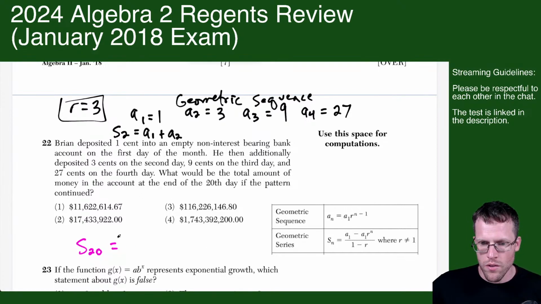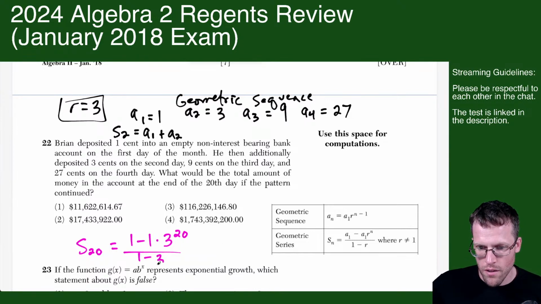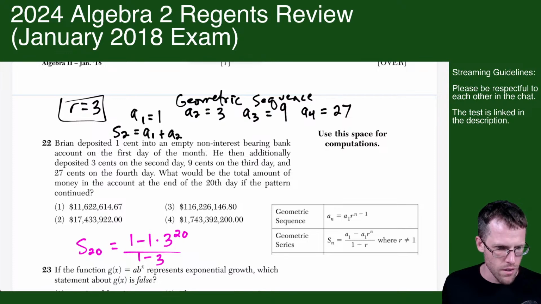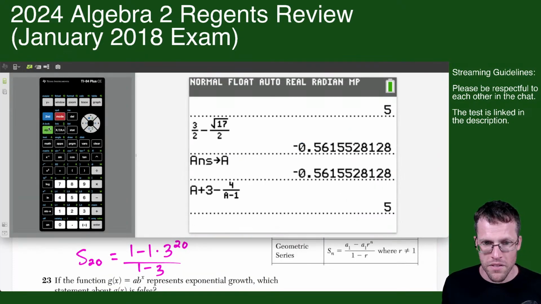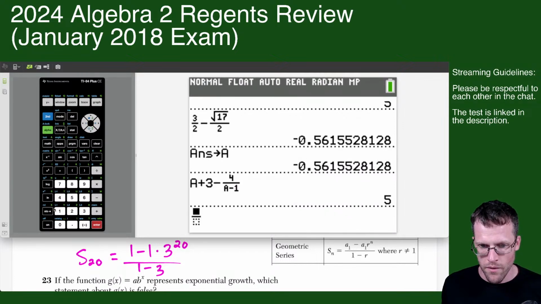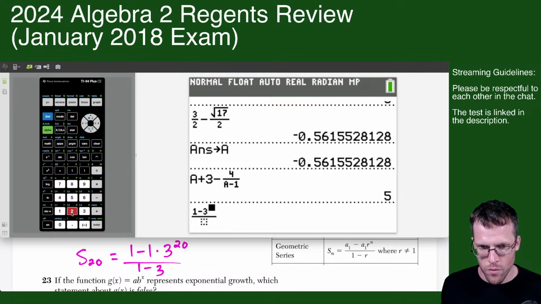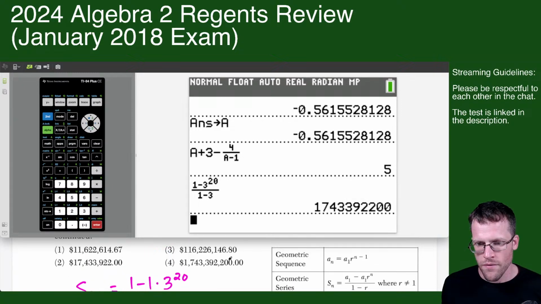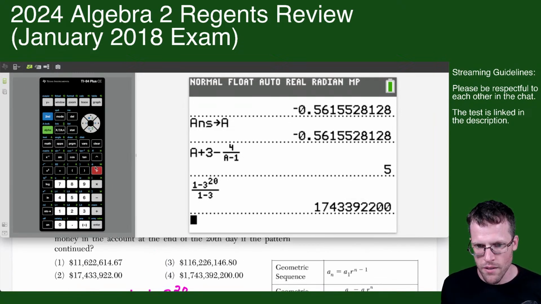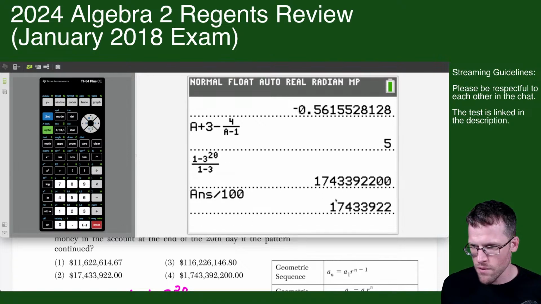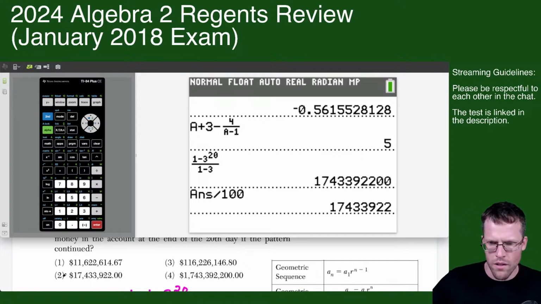There would be A1 is 1, minus A1 is still 1, R is 3, so the N is 20, over 1 minus R. And then just calculator, okay? So calculator, I'm going to press alpha y equals enter. We have 1 minus 3 to the 20 divided by 1 minus 3. But this is the number of cents. To find how much money in dollars, notice the decimals, then I divide by 100 to convert cents to dollars. And it's 1,743,3922. So that is 17 million. So it looks like choice 2 here. Okay, so choice 2.